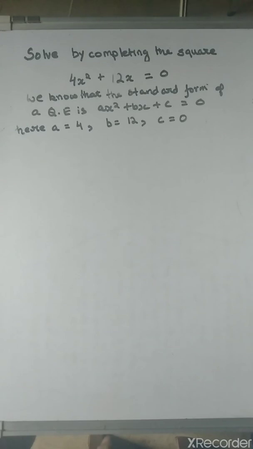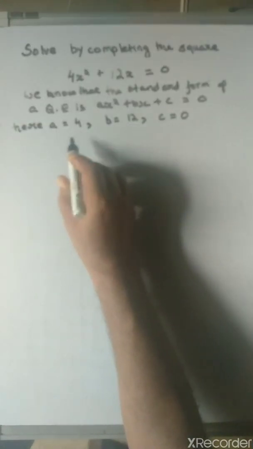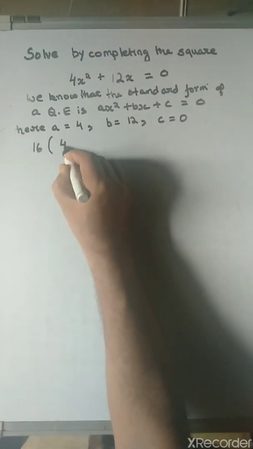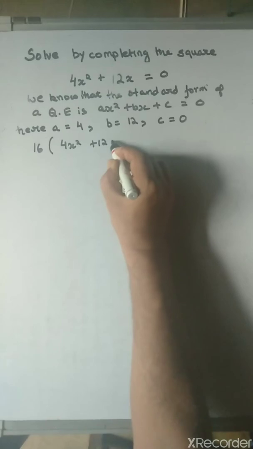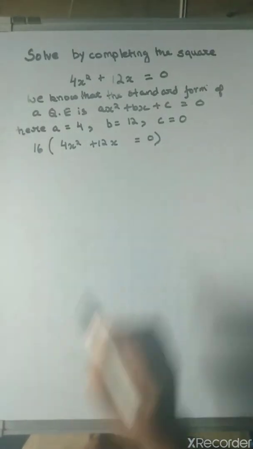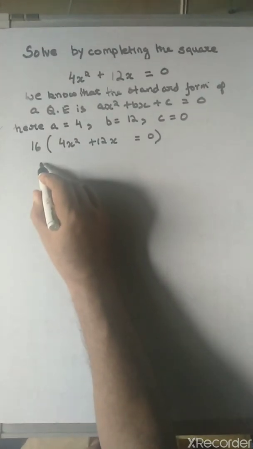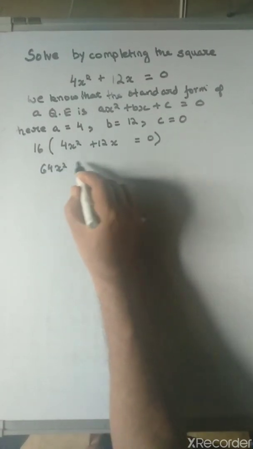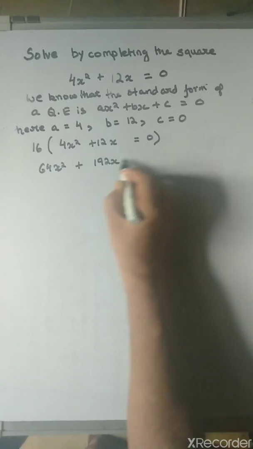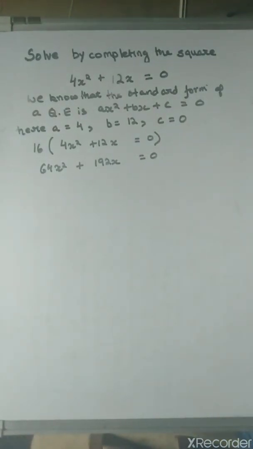So now you have your a, your b, your c, and Sridharacharya's method of completing the square is that you firstly multiply the whole equation by 4 times the coefficient of x squared, and that is your a, and 4 times a would be 16. So you put 16 and multiply the whole equation 4x squared plus 12x is equal to 0. Now when you multiply it this way, you get here 64x squared plus 192x is equal to 0. So your first step is done.